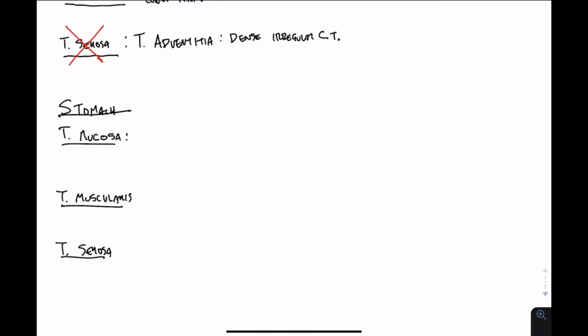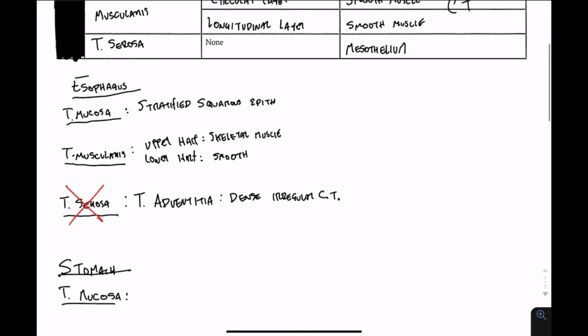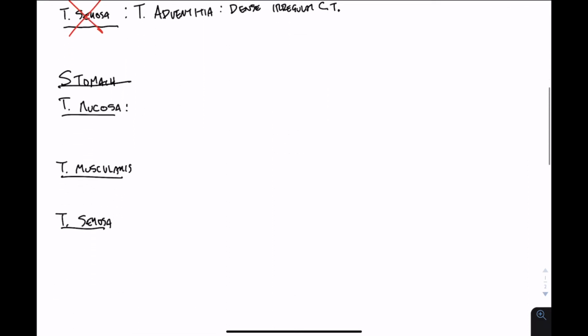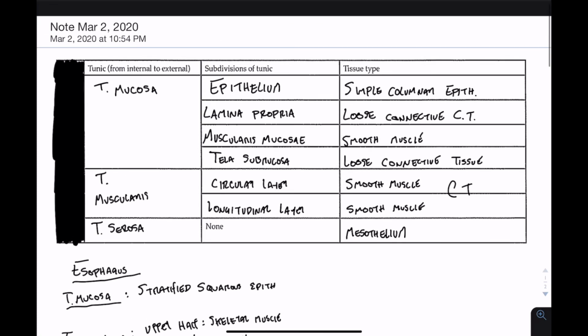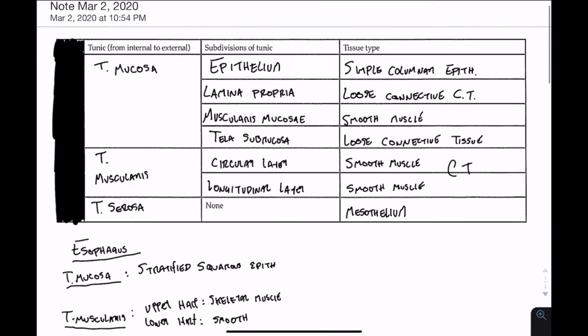Okay, so we're looking at how the tissues alter. So there's our esophageal tissues altering. Now we get into the stomach. The stomach doesn't alter too much from this basic plan. The tunica mucosa is simple columnar, and then we have all those sublayers.